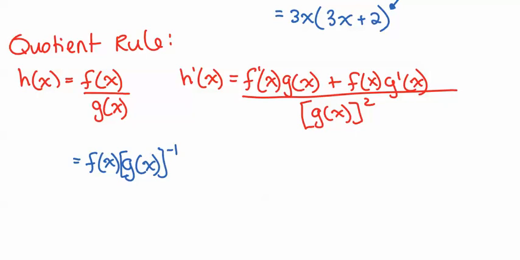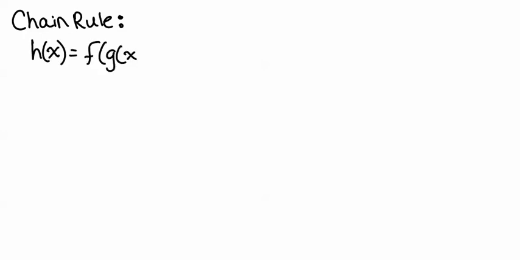Totally up to you. Okay, the last and hardest rule is called the chain rule. And this is where we just combine all the stuff we learned into one giant equation. So writing the chain rule out, let's say we had h of x is equal to f of g of x. So it's like you have a function within a function.